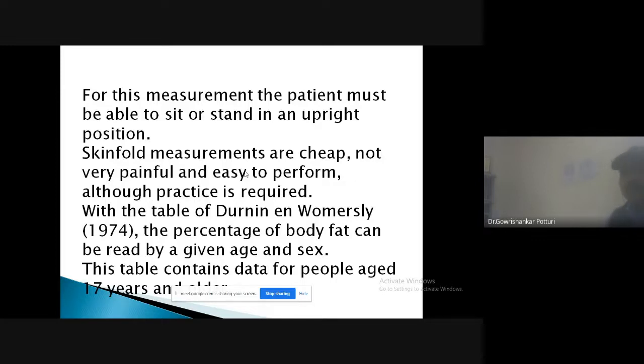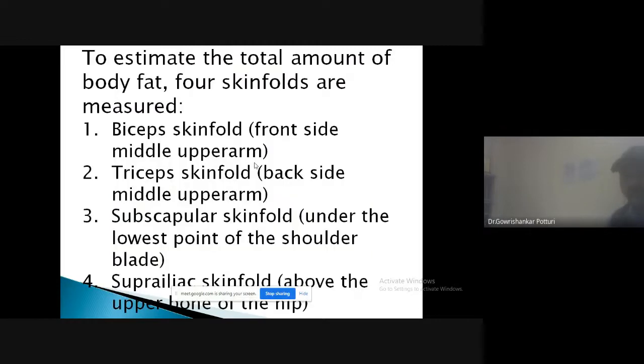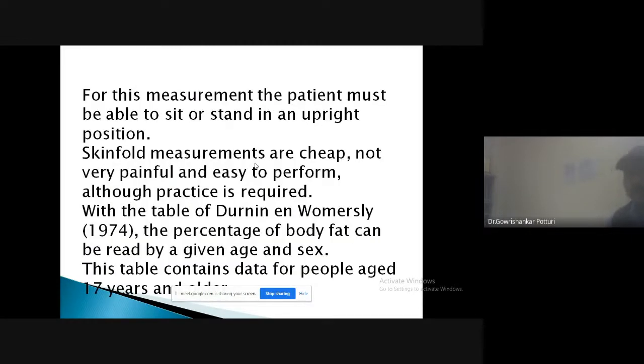For this measurement, the patient must be able to sit or stand in an upright position. Skin fold measurements are cheap and not very painful. See, here you have seen the tongs. Don't imagine that it will be pinching the patient and it is painful. No, it is not painful. Little pain definitely will be there, but not very painful. It is easy to perform, although practice is required.